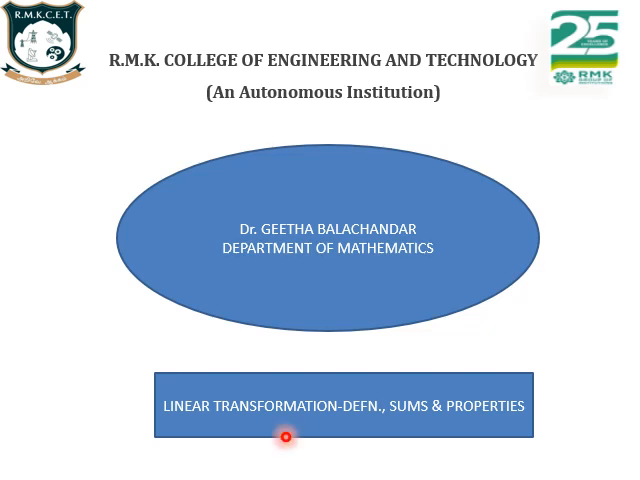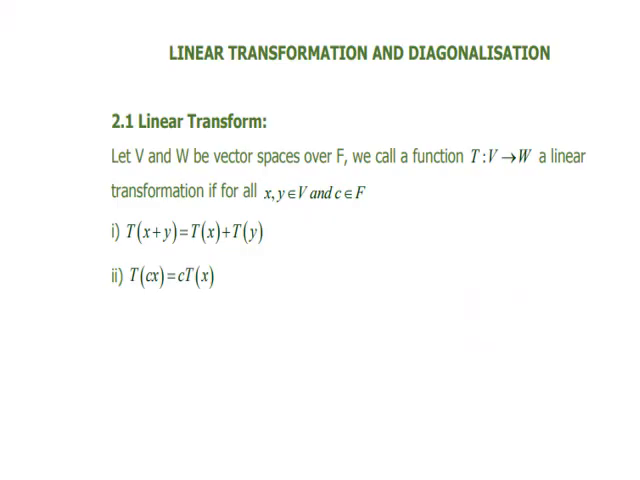In this video today, we are going to see about linear transformation, the definition, some examples and properties. So first the definition: you call T from one vector space V to another vector space W a linear transformation if for all x and y in V and a scalar C from F, T of x plus y is Tx plus Ty, and T of Cx will be C into Tx.